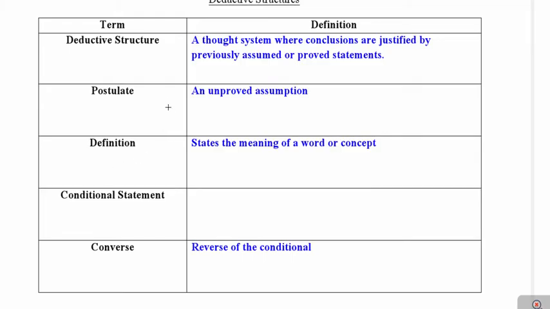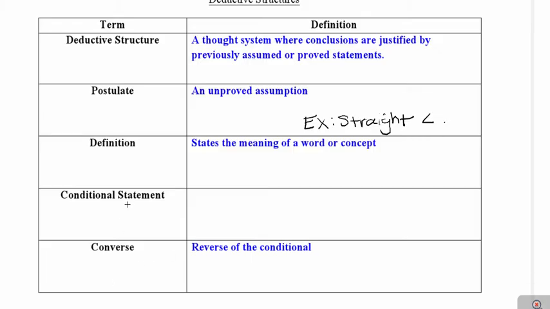A postulate is an unproved assumption. One example of an unproved assumption that we've already been using in honors geometry are straight angles. We know what straight angles are, but we never proved a straight angle. So that would be one example of an unproved assumption that we've already been using in proofs.